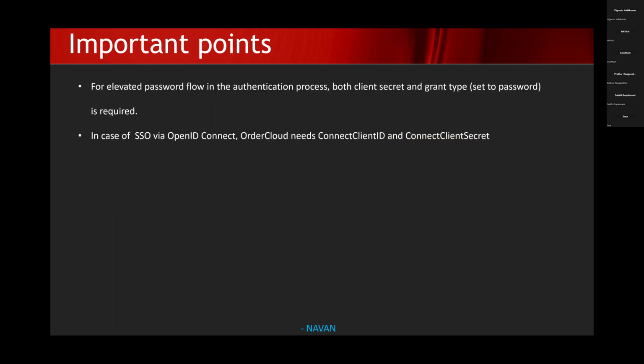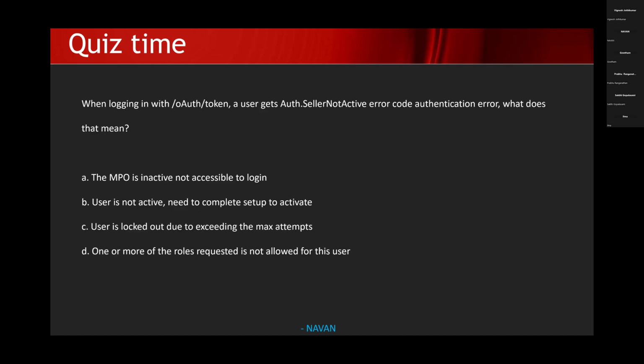So for the resource owner password flow in the authentication process, both client secret and grant type are required. In case of SSO via OpenID Connect, OrderCloud needs the OpenID Connect Client ID and Connect Client Secret. Both of these are needed for SSO via OpenID Connect, which is nothing but login with Google, Facebook, or any third party, where you are not worried about the client secret or things like that. You just delegate the authentication process to a third party provider.